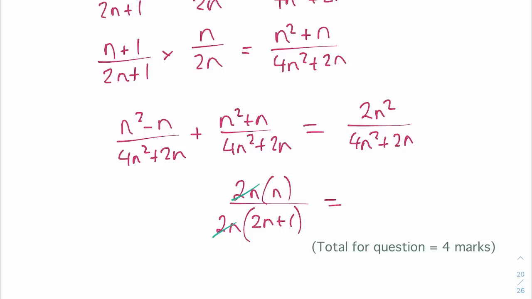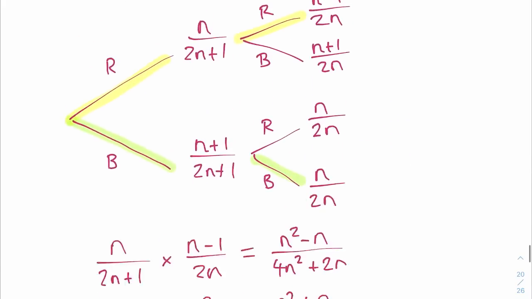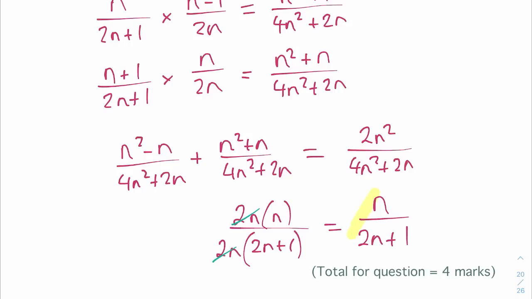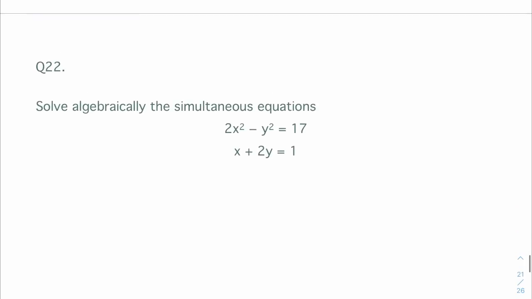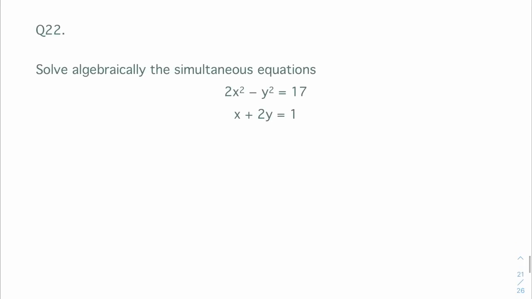So what we're left with is n on the top and 2n plus 1 on the bottom. And hopefully that matches up to what we've been asked. N over 2n plus 1, yes. So there we go, there's our final answer, n over 2n plus 1. Okay, on to question 22, and I think this is our final question.